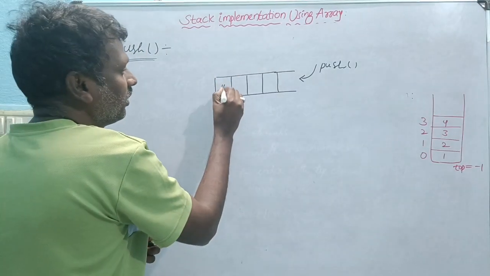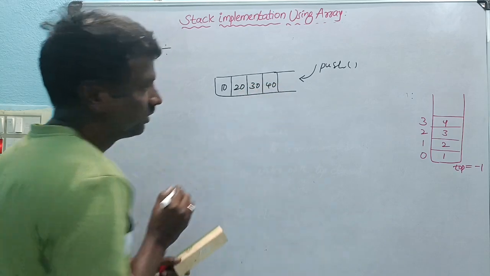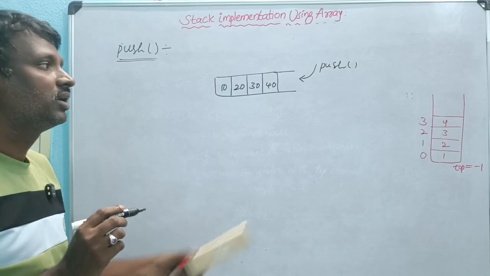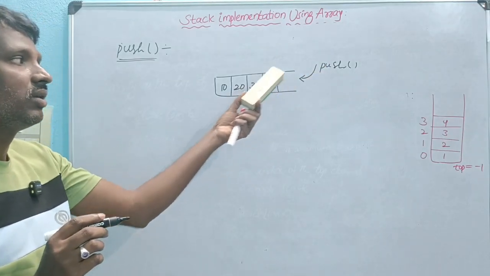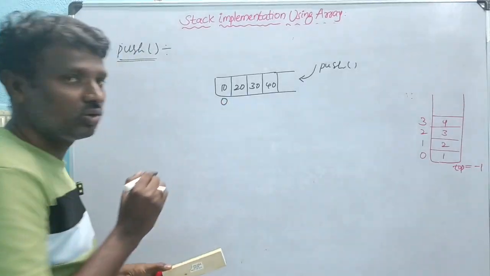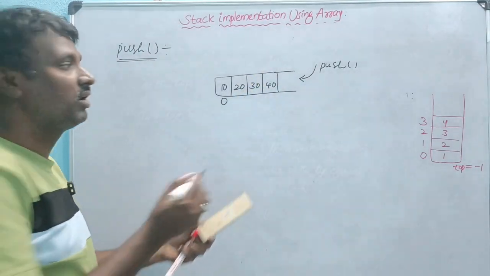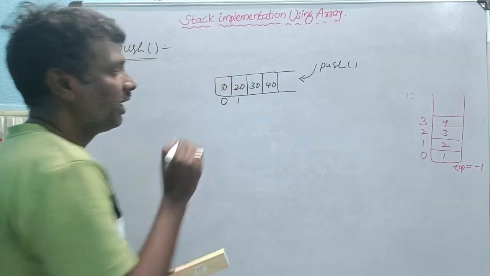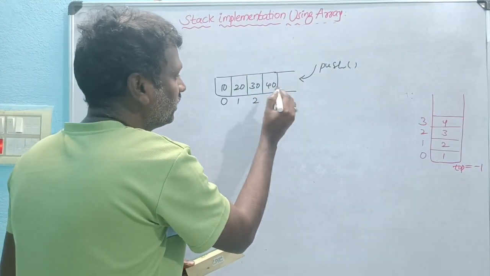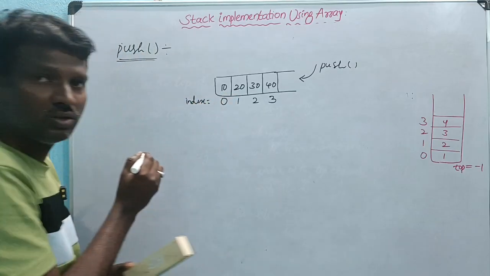So now 10, 20, 30, 40. How many elements are inserted? Four elements I am inserting. In this manner, first 10 will be inserted, so it is stored at the 0th position. The second element will be pushed after successful completion, and it is assigned index 1. Next element index 2, then 3. These are the index values. Okay?